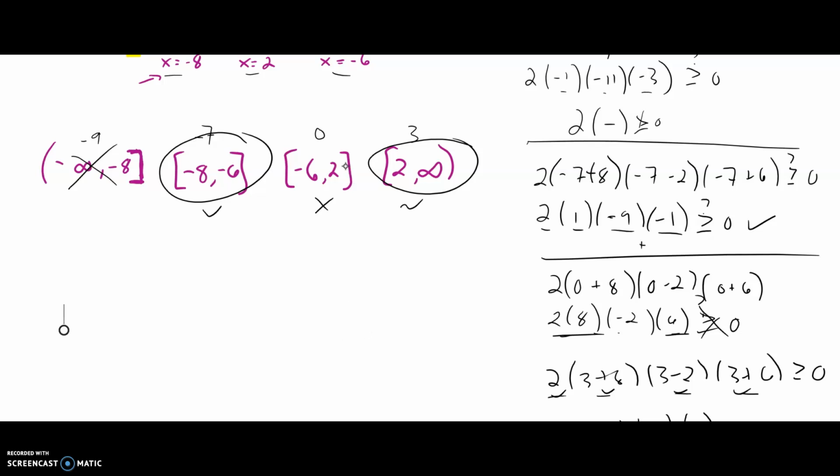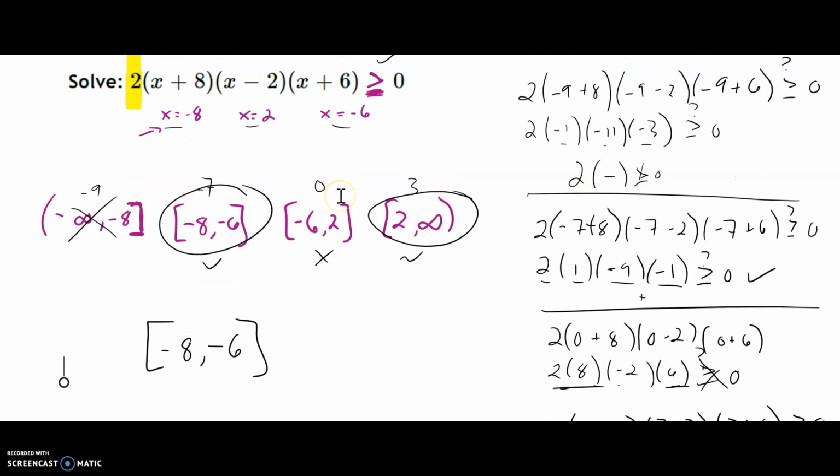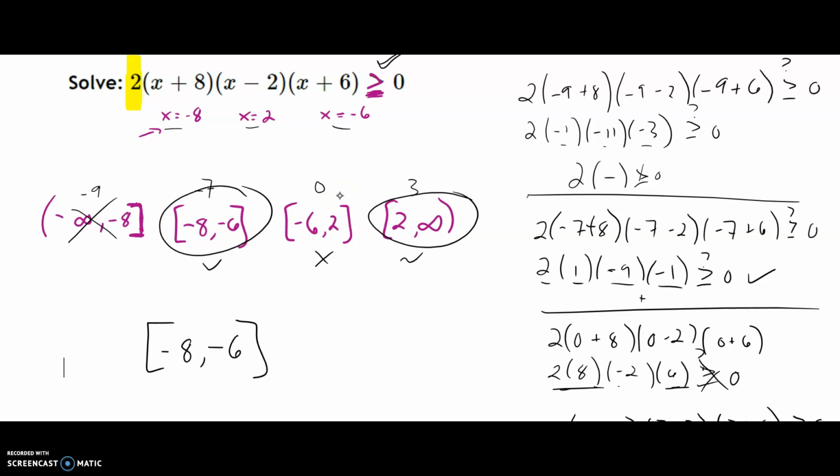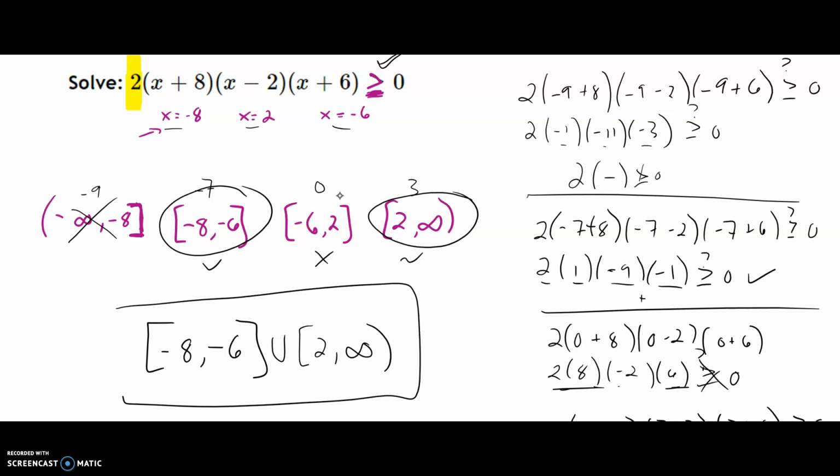So now the question is, how do I write that down using interval notation? -8 to -6. Anything in that interval, including the endpoints, will give me a correct result, will give me a positive value. And then we use the union symbol to infinity. Any x value in those sets will give me a positive or non-negative value. And the reason we're including the endpoints is because this is included. So we would always do that.